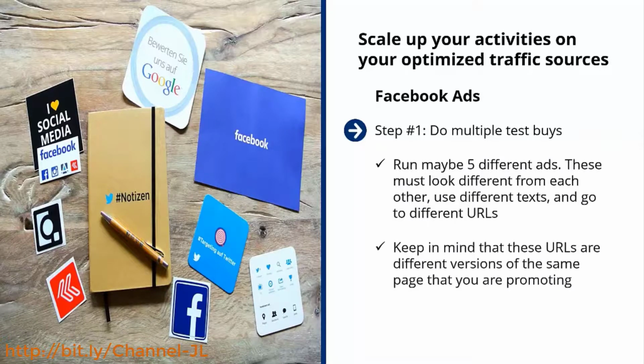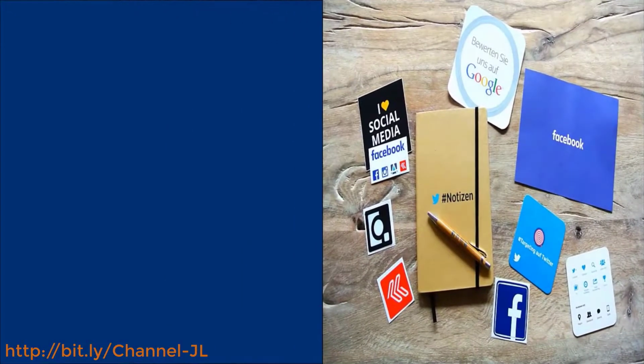Keep in mind that these URLs are different versions of the same page that you are promoting. The URLs are different because they are tracking URLs. Spend very little money at this stage. A $1 daily ad buy per ad is a good idea if you're testing 5 or more ads.